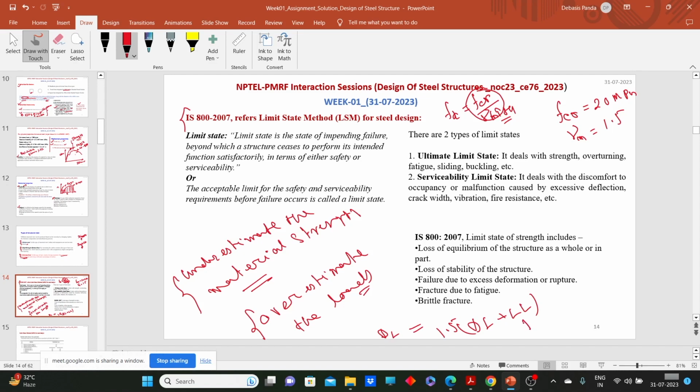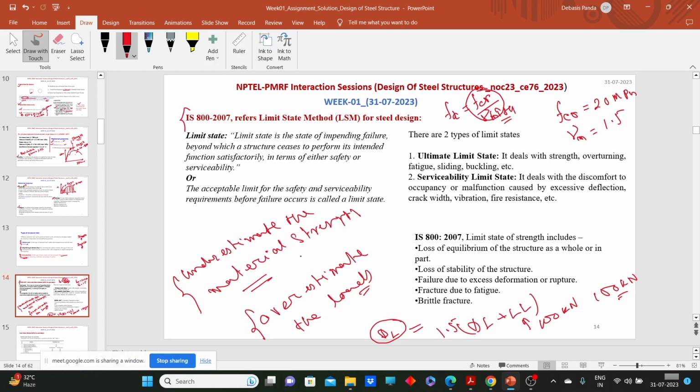So if my combination of live load and dead load is 100 kilonewton, but we will design with respect to 150 kilonewton, what will happen? By this process, the structure will be more safe. So we ensure the safety factor with respect to the material, and we ensure the safety factor with respect to the loads. So now you can understand why I said we underestimate the material strength and overestimate the loads.